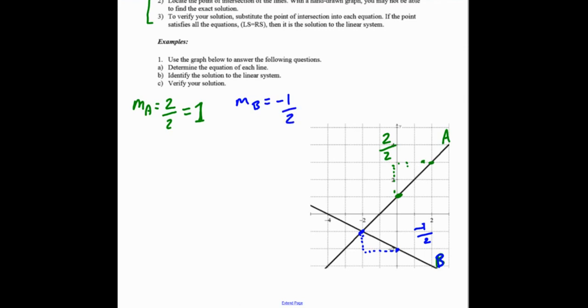All right, then we need to know our y-intercept. Well, we found it already, didn't we? We found it right here because there's 0. So the y-intercept is 1. So b equals 1.